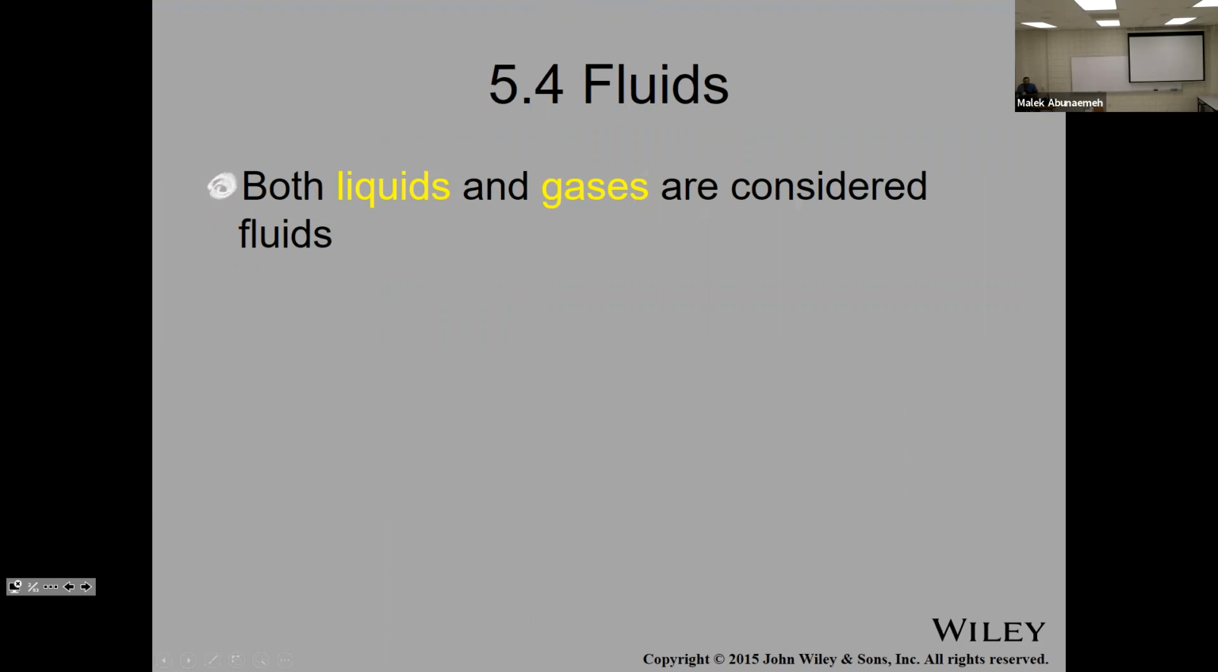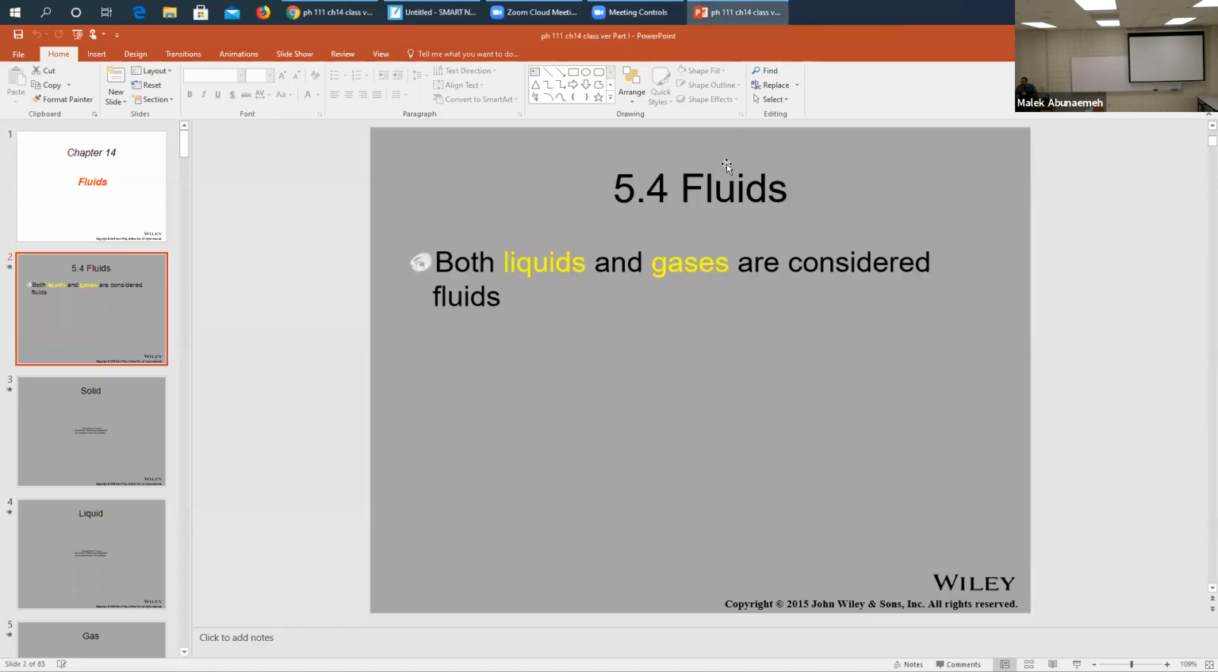Now there's three kind of states. You have your solid state, your liquid state, and your gas state. Let's look at the video to see the difference between them.